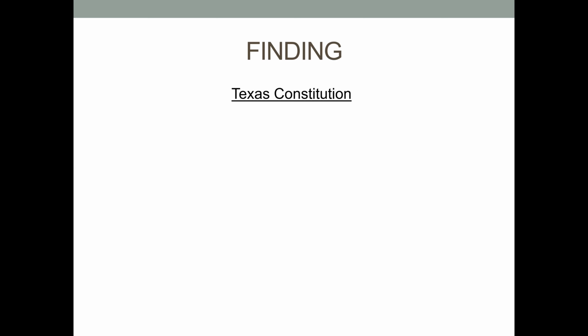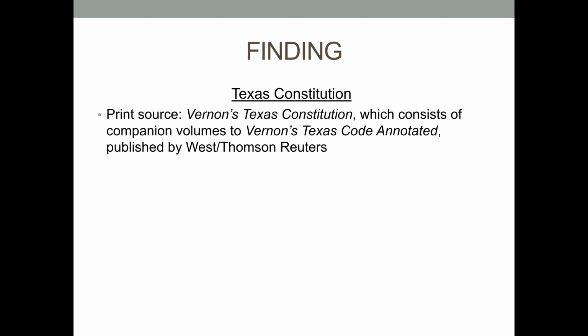Okay, that's the US Constitution and where you can find its text. Well, what about the Texas Constitution? Well, the key print source of the text of the Texas Constitution is Vernon's Texas Constitution. And that consists of companion volumes to the book form of Texas statutes or Texas codes, which are called Vernon's Texas Codes Annotated. And these are published by West and Thomson Reuters.